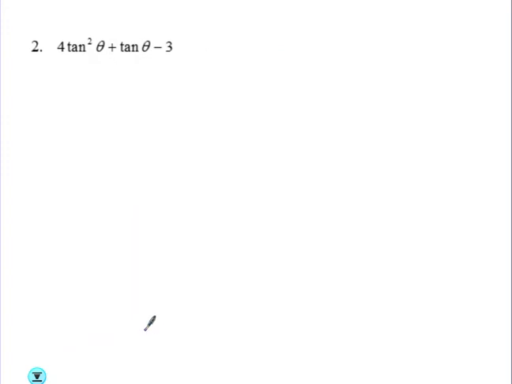Here we have 4 tangent squared theta plus tangent theta minus 3. Again, I'm going to take these tangent thetas and change them to x's. So this is the same as if I had 4x squared plus x minus 3. Now there are many different methods that can be used to factor quadratics like this one. You could use trial and error, you could use the box method, you could use factoring by grouping, or one of the many other factoring methods. I'm going to do trial and error.